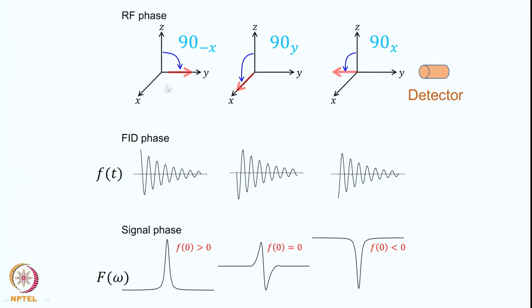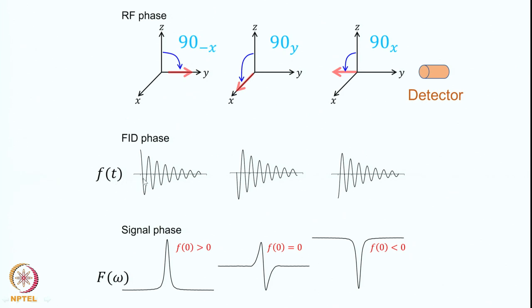I am detecting the Y component. So this FID goes in this manner in the same way as I indicated before, but here the signal goes in this manner as I indicated before, and here what happens? This is the X pulse, this goes from minus Y and it goes in this manner. So this is exactly 180 degrees out of phase with respect to this.